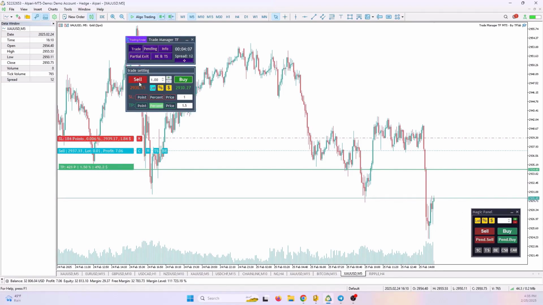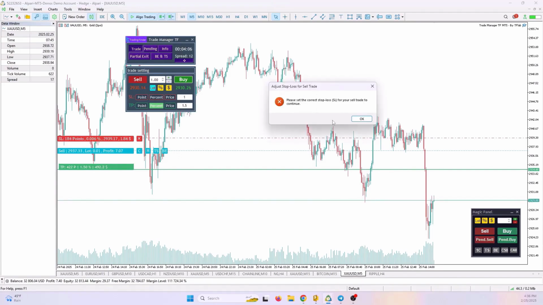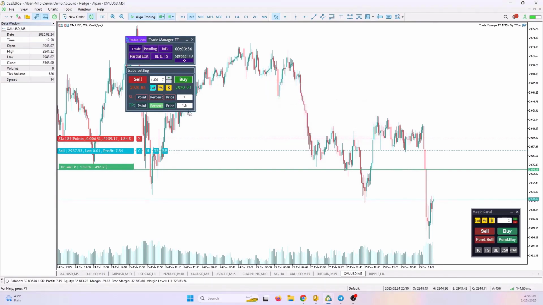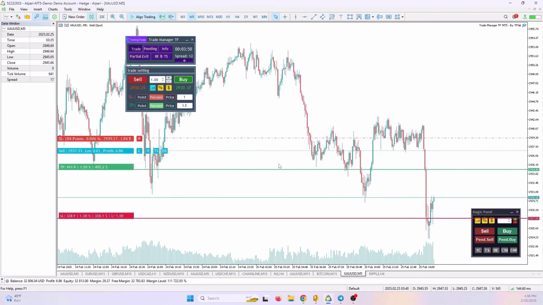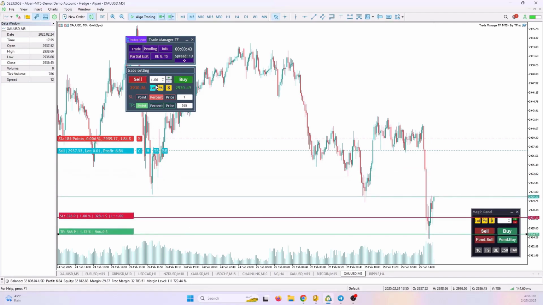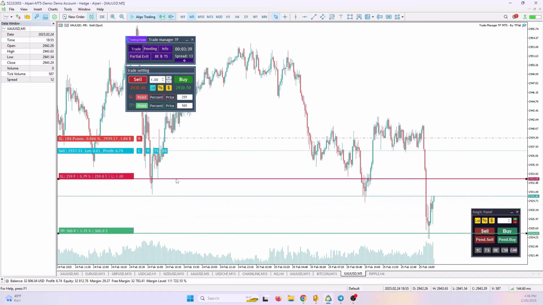Here, if we want to take a sell trade again, we encounter this message, because the stop loss hasn't been set correctly. If I enable the stop loss, it should naturally be above the ask price for a sell trade. That's why it's better to set the stop loss and take profit correctly to avoid facing that message.